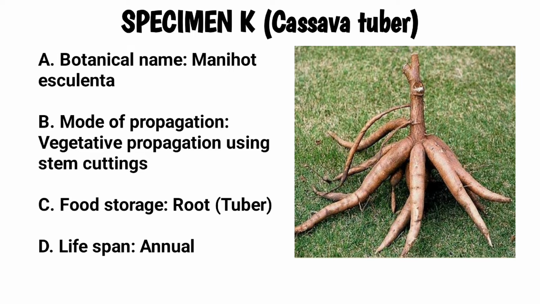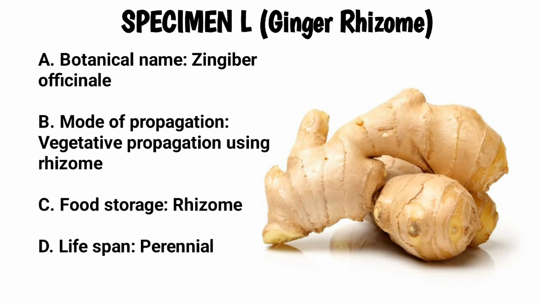So moving on, for the food storage, the food is stored within the root or the tubers. Then its lifespan, it is an annual plant because it grows, bears fruit and dies within one growing season. So moving on, specimen L is the ginger rhizome. Its botanical name is Zingiber officinale, and it is propagated using the rhizome, hence the name ginger rhizome.